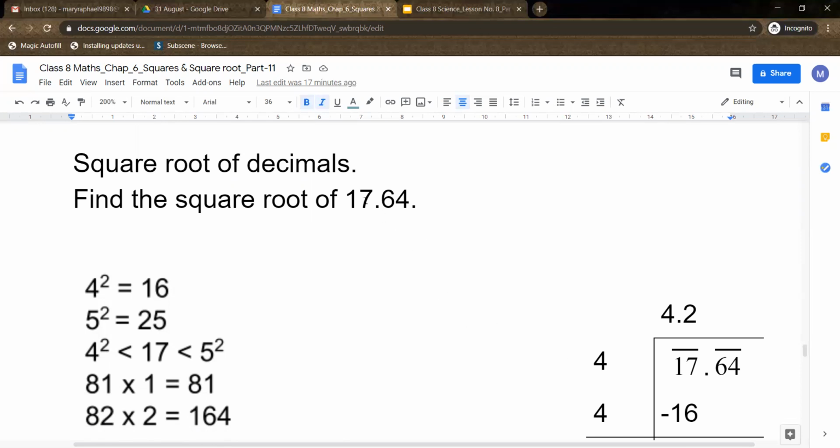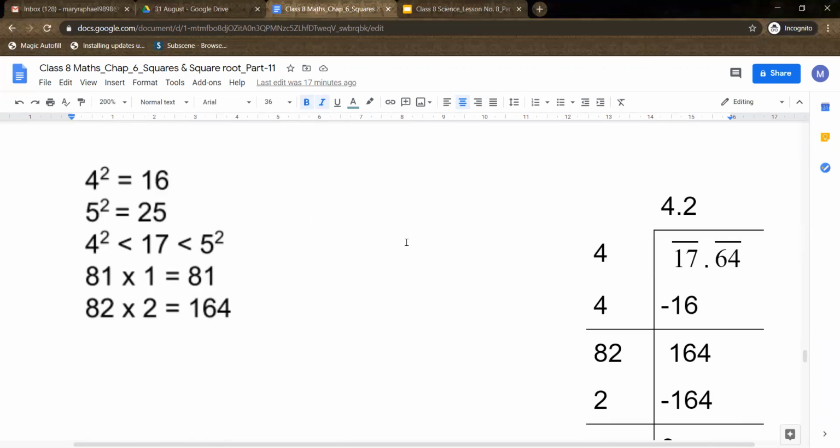So the only thing is that we have to do the same long division method. Only thing, we have to put the decimal as we do in the normal division. We have to put the decimal in the quotient. So you see, what is the number? 17.64. After the decimal we have 2 digits, and before the decimal in the integral part we also have 2 digits.